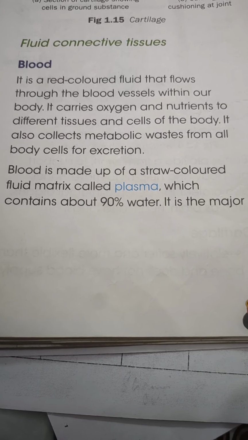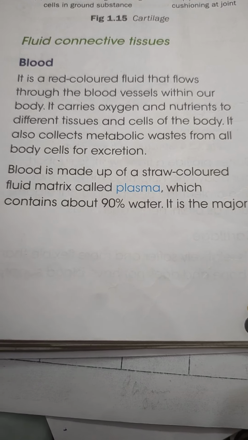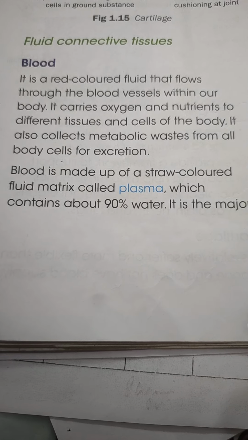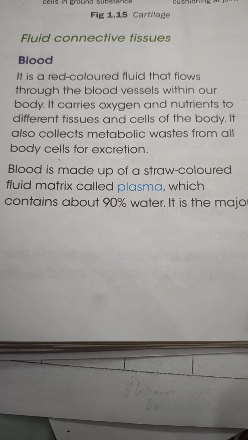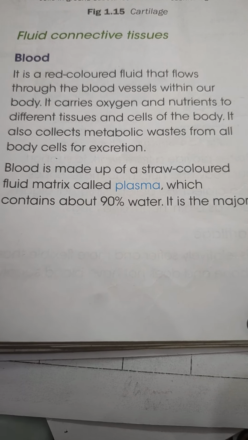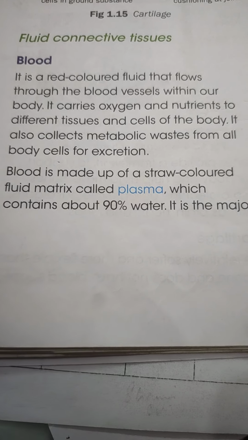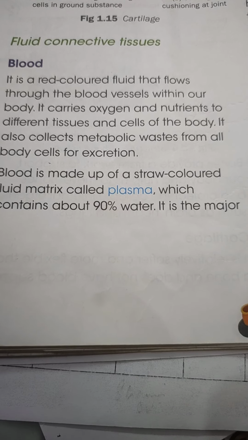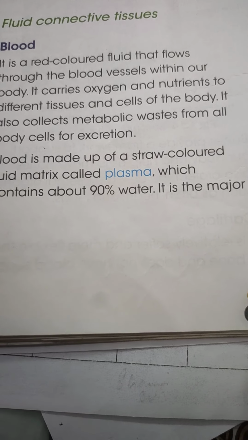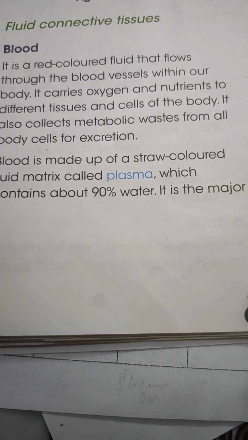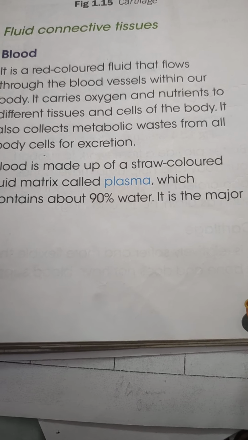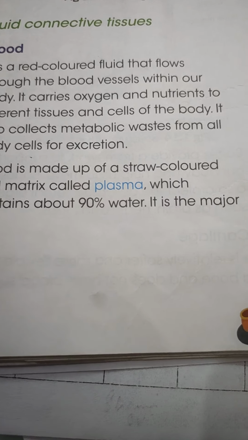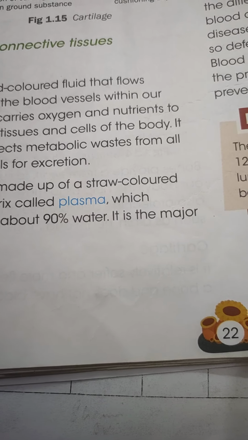Blood is made up of a structural fluid that is called plasma. Actually, it is a fluid matrix, and because of that, it's known as fluid connective tissue. And this plasma is 90% water. Means if we just see the constituent of plasma, then 90% water. And the major components of the blood are plasma and the blood cells.